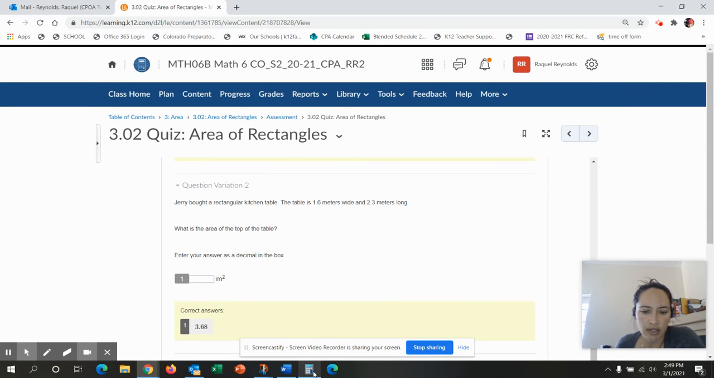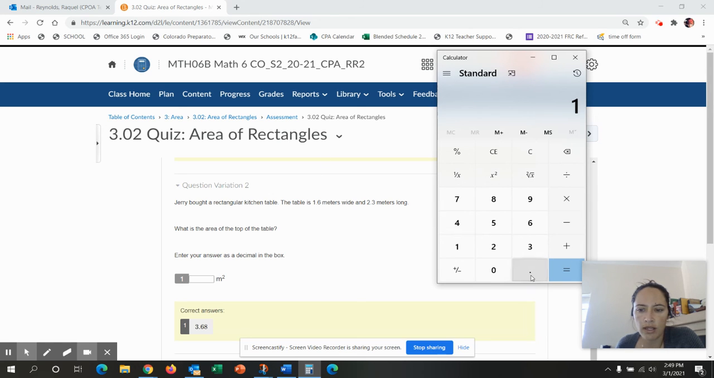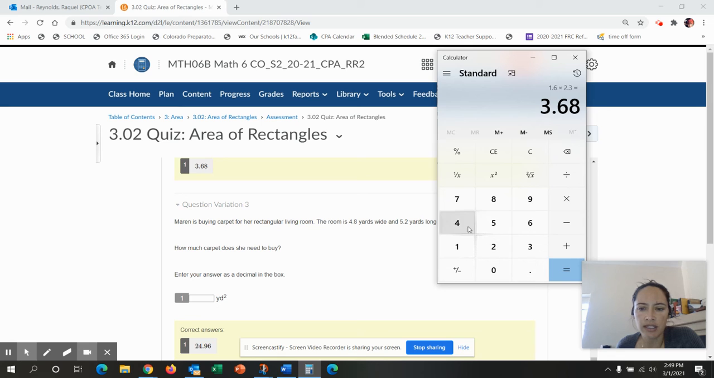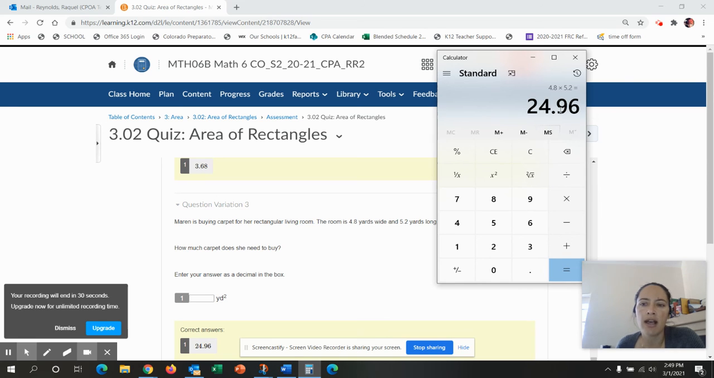Same idea here. So now we'll just use our calculator. 1 and 6 tenths times 2 and 3 tenths, 1.6 times 2.3 meters equals 3 and 68 hundredths square meters is the rectangular kitchen table. And then down here, 4.8, so 4 and 8 tenths times 5.2, 4 and 2 tenths equals 24 and 96 hundredths of square yards. All right, so this is part 1.